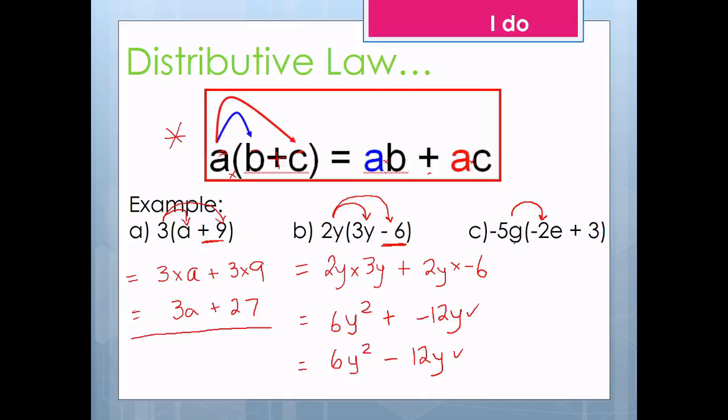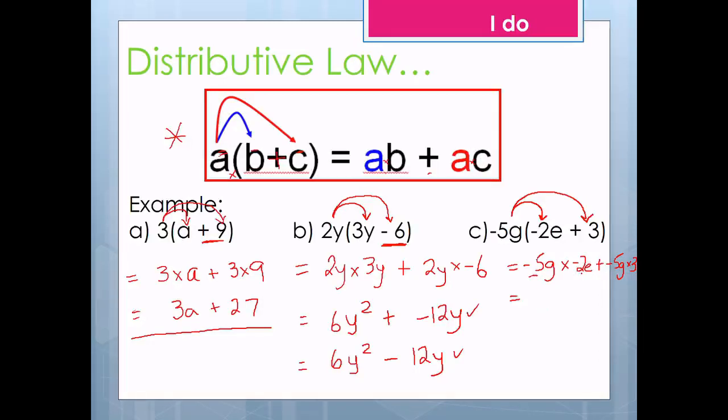I multiply the term outside the brackets by the first term inside the brackets. So in this case, I've got negative 5g multiplied by negative 2e. And I add to that, multiply the term outside the bracket by the second term inside the bracket. So this time I plus negative 5g times 3. Oops, sorry for squeezing. Negative 5g times negative 2e.